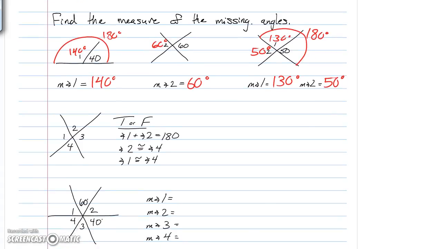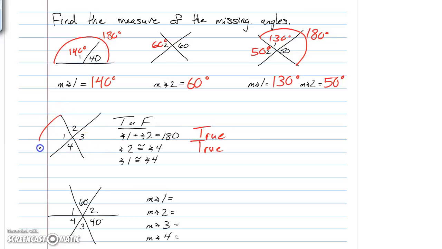Here's some true false. Alright, angle 1 and angle 2 equal 180. So these two together, do they equal 180? Absolutely, yes, that would be true. Angle 2 is congruent to angle 4. Well, vertical angles we said are the same, and these angles are right across from each other in an X, that's also true.